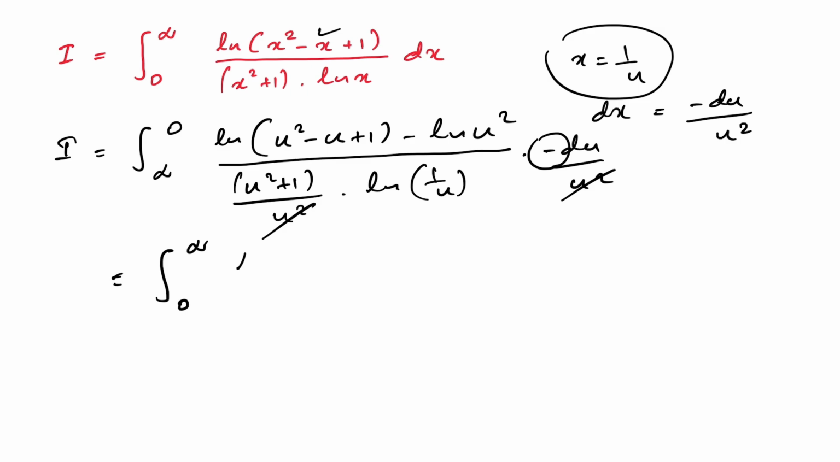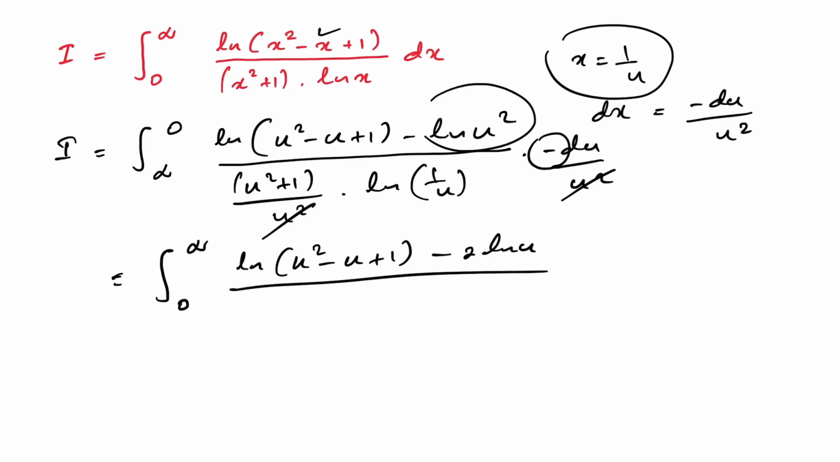So here we have natural log of u square minus u plus 1. Then again this part we can write as 2 times natural log of u, over u square plus 1, times minus natural log of u, and here du.